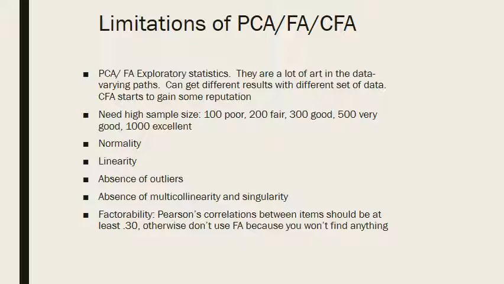In PCA, FA, and definitely CFA, you need pretty good sample sizes. So 200 at least is considered fair. 300 is really what people like to see. And then you need normality and linearity, and you don't want outliers. They can cause problems. And you want factorability, so your correlations should be about 0.3. If you're finding you have hardly any correlations falling at 0.3 when you look at your initial correlation matrix, then you probably aren't going to find anything anyway. You can run it, but you're probably going to find just a mess of data. It's not going to factor well.